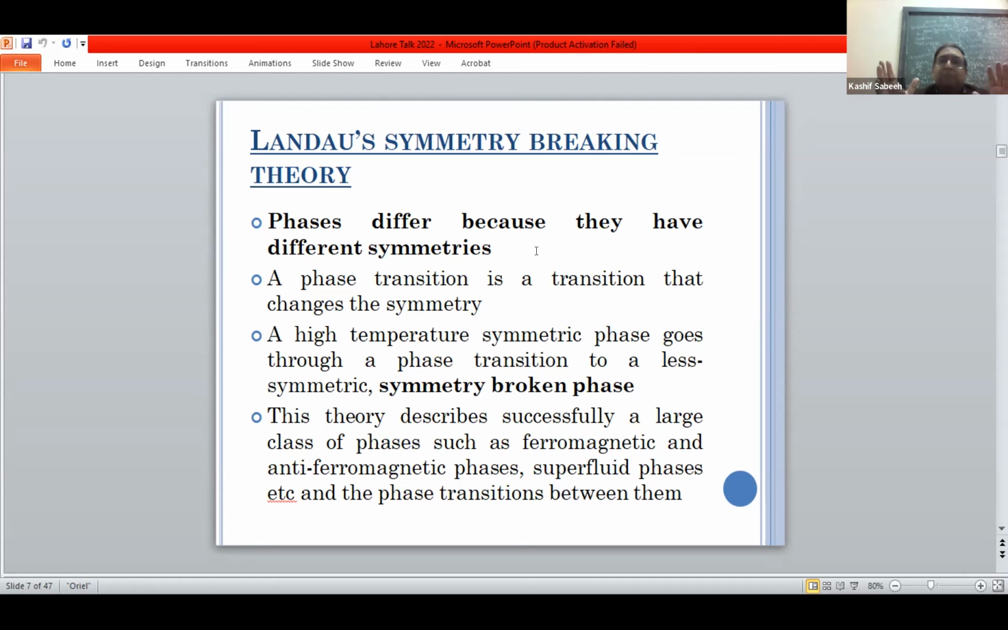So as I said earlier, up till the 1980s, the belief in the condensed matter community was that most of the phases of matter can be characterized and understood by using symmetry breaking theory. But in the 1980s, certain experiments revealed that more is required, and we'll see that topology plays a fundamental role there.